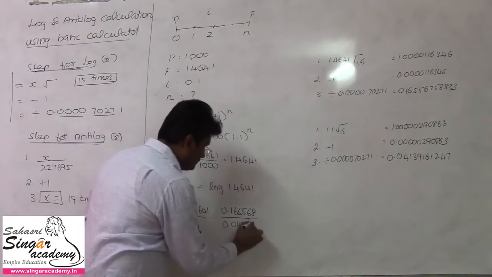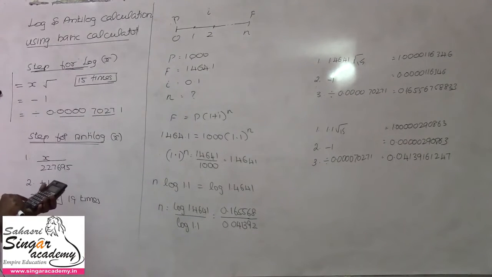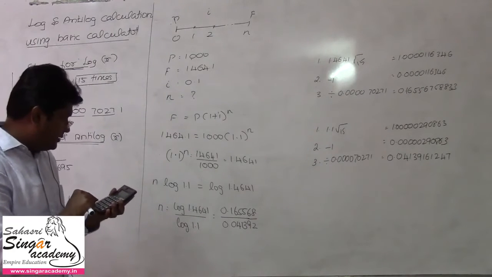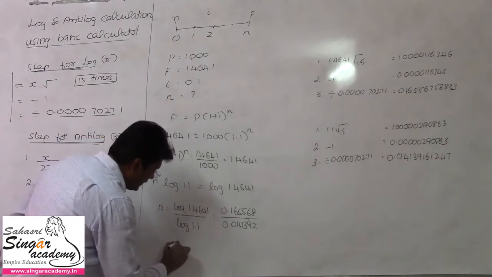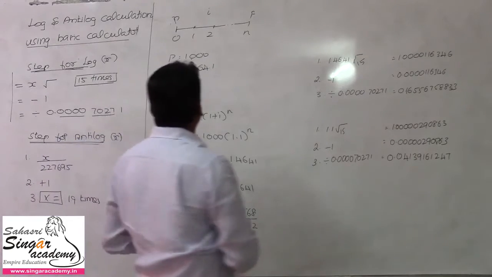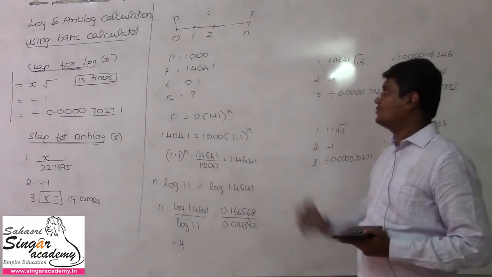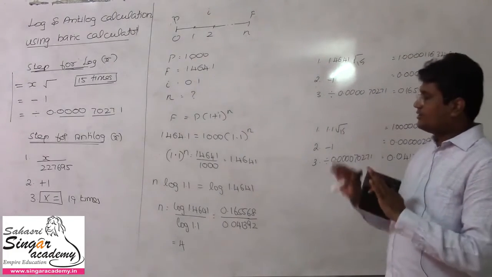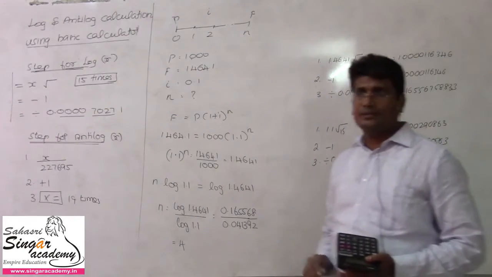916 or 92. Now the final n value will be 0.165568 divided by 0.041392. The answer is 4 years. In 4 years, your P will be 1464.1 at the rate of 10%. So we have calculated the n. Calculation of n is possible with the log without using the scientific calculator.